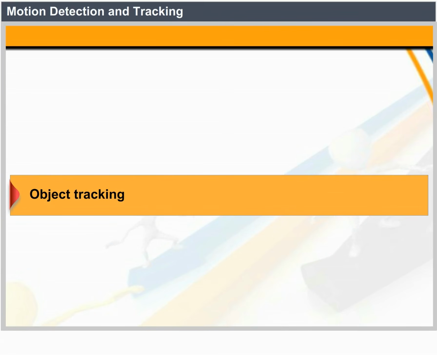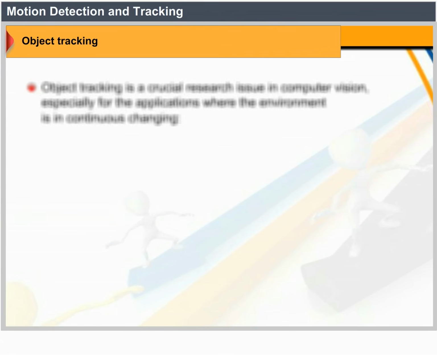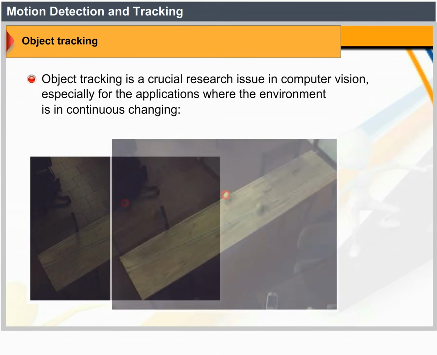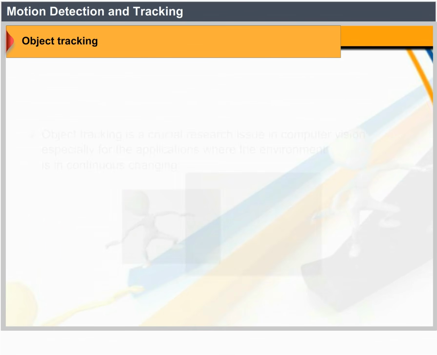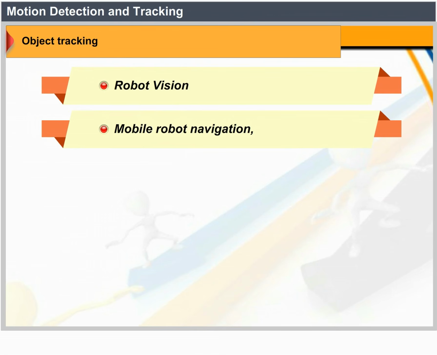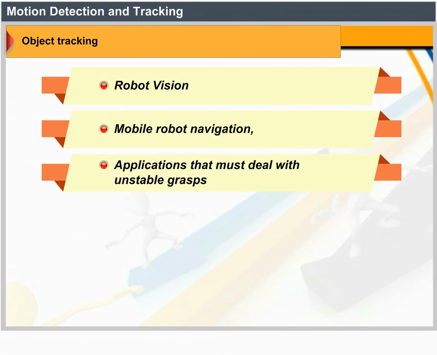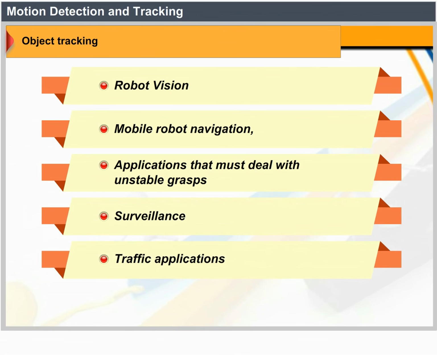Object tracking. Object tracking is a crucial research issue in computer vision, especially for the applications where the environment is continuously changing. Robot vision. Mobile robot navigation. Applications that must deal with unstable grasps. Surveillance. Traffic applications. Human motion capture.